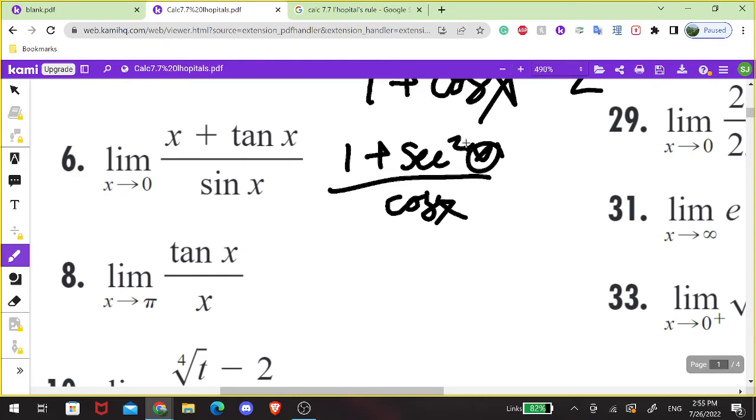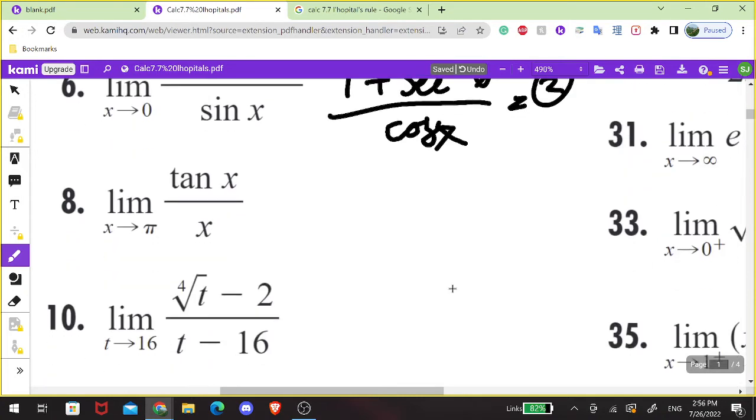Plug 0 into secant squared x. Secant is 1 over cosine squared x. And if you plug 0 down there, cosine of 0 is 1. 1 over 1 squared is 1. So up here is going to be 1 plus 1. So up here is 2. Cosine of 0 is just 1. So it's 2 over 1, which is how I got 2 as the answer. Alright, let's go find a harder one.